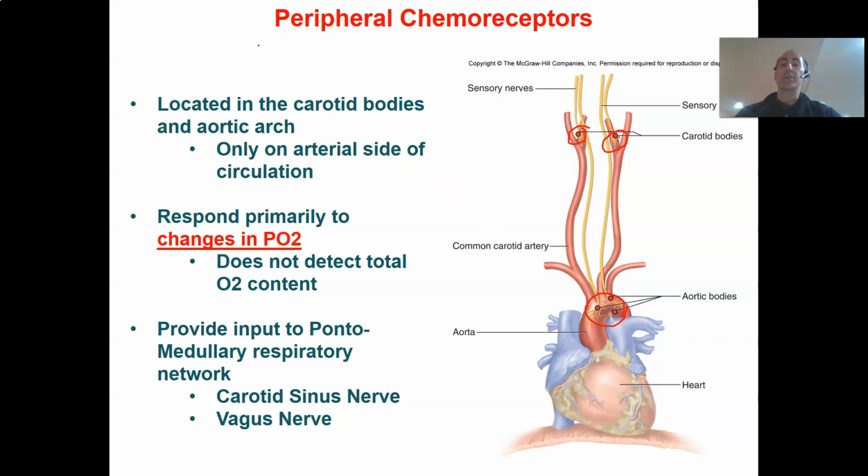These chemoreceptors, the peripheral chemoreceptors, are only on the arterial side of the circulation. They respond primarily to PO2. They do not detect total oxygen content, just the partial pressure, and they provide input to the pontomedullary respiratory network through the carotid sinus nerve and the vagus, and that's what these nerves are here.